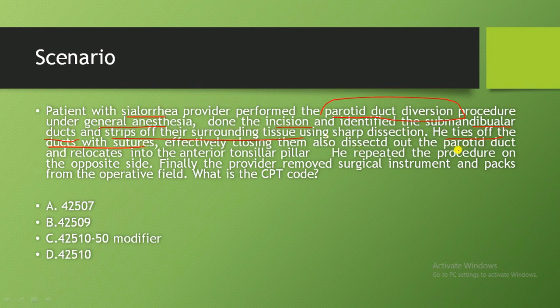And also what has the provider done? He has diverted the parotid duct. He dissected out the parotid duct and he relocated it into the anterior tonsillar pillar, which is in front of the tonsils. So the diversion is done. So the provider has done the diversion of the parotid duct plus the ligation of the submandibular ducts. Both he has done. He repeated the procedures on both sides, bilateral.